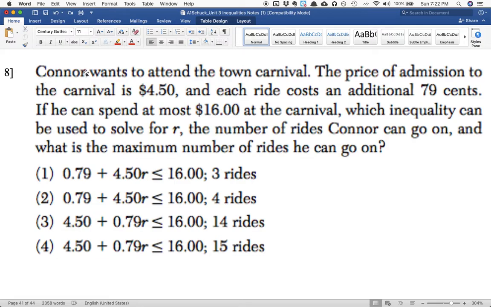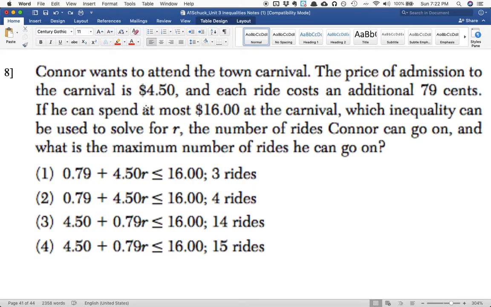So it says Connor wants to attend the town carnival. The price of admission to the carnival is $4.50, and this only happens once. You walk into the carnival, you pay that $4.50. Each ride costs an additional 75 cents. So it's going to be each ride is 79 cents. So this 79 cents should be multiplied against something.